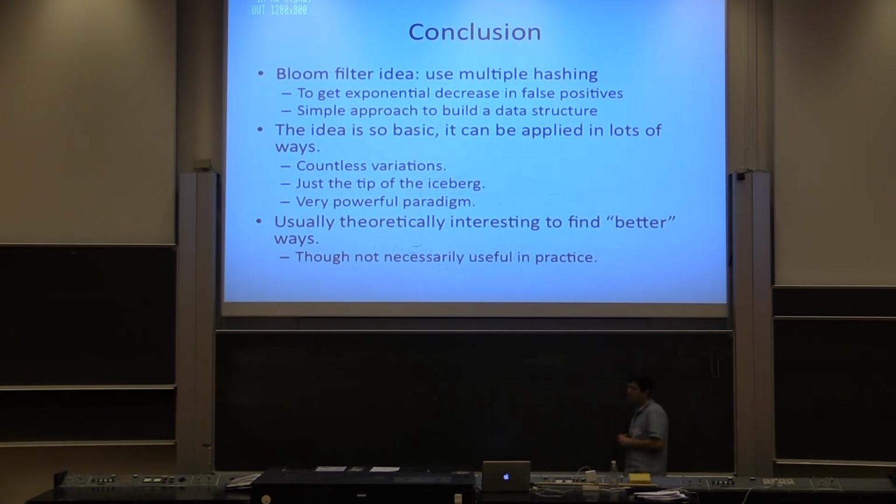To conclude, again, we have this Bloom filter idea, which is really based on using multiple hash functions. The multiple hash functions give you the standard exponential decrease in the false positive probability. But more importantly, it's a very simple framework for building a data structure. Because of that, we see innumerable variations, some of which are useful, some of which may be less so. I've presented some of the very many variations, and certainly not all of the useful ones. So this is a very powerful paradigm that still, I think, has room to grow.